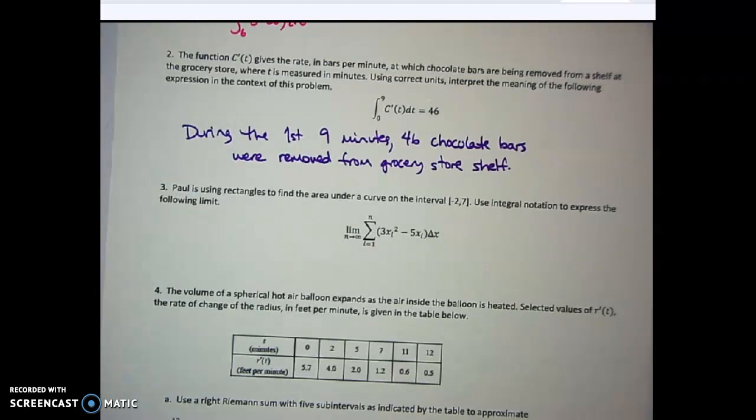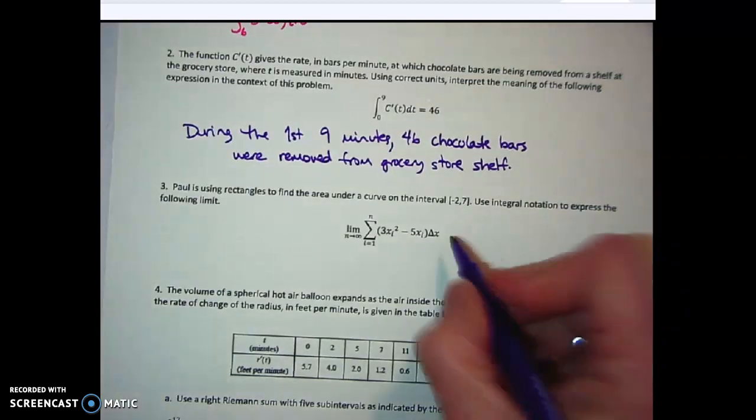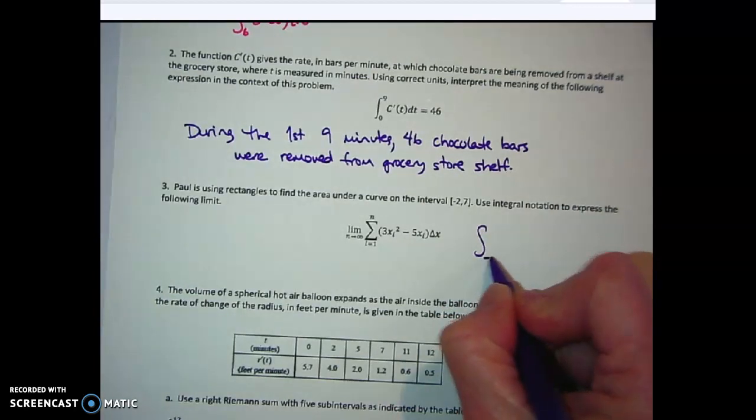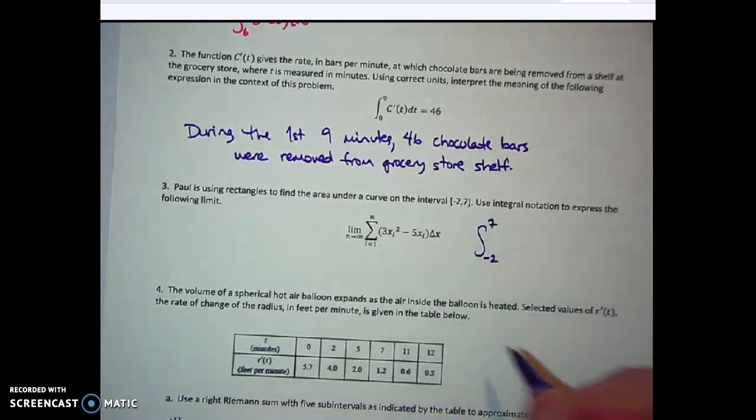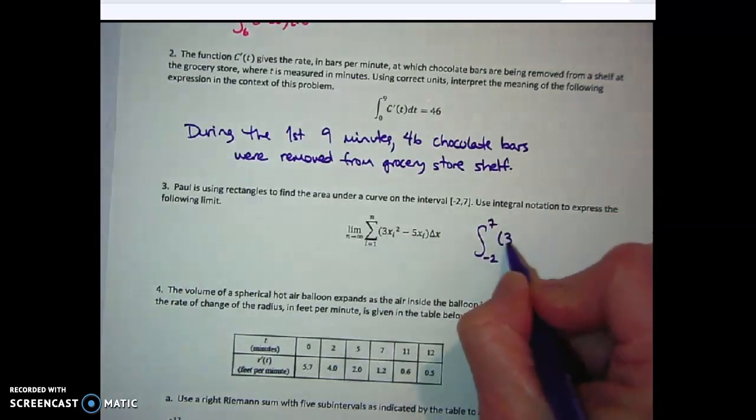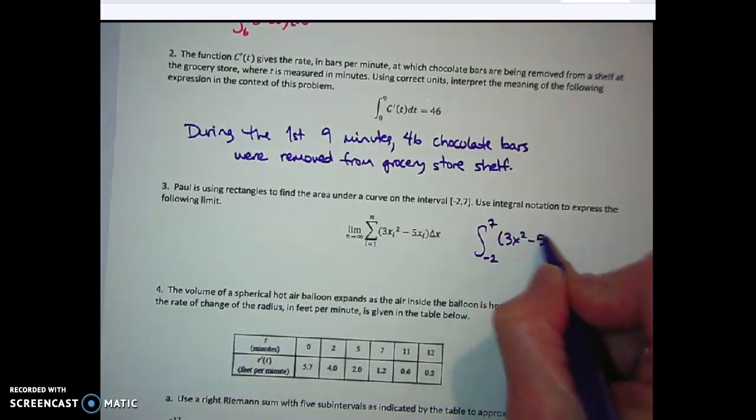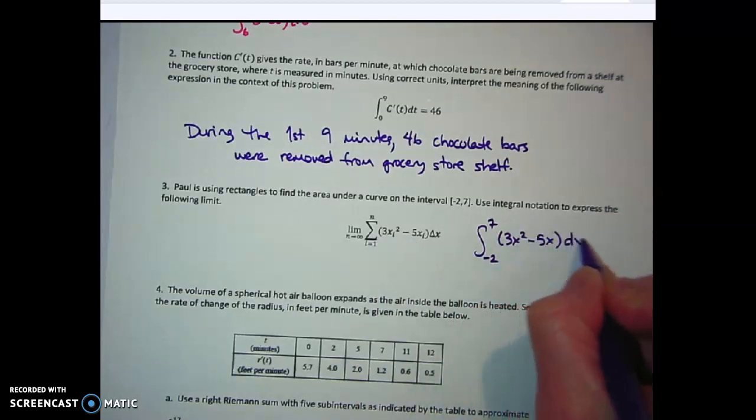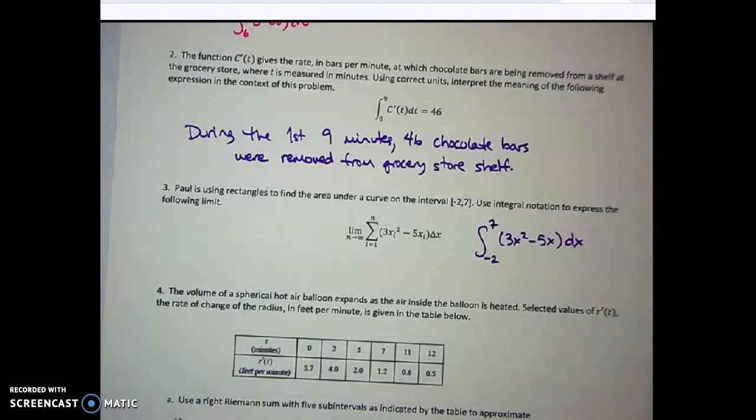Okay, number 3. Paula's using rectangles to find the area under the curve on the interval from -2 to 7. Use integral notation to express the following limit. So we're just going straight to, we're looking at the interval from -2 to 7, and my function is 3x squared minus 5x, and our variable of integration is dx.